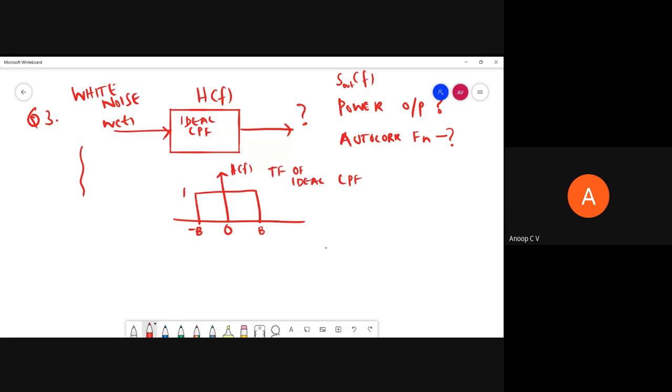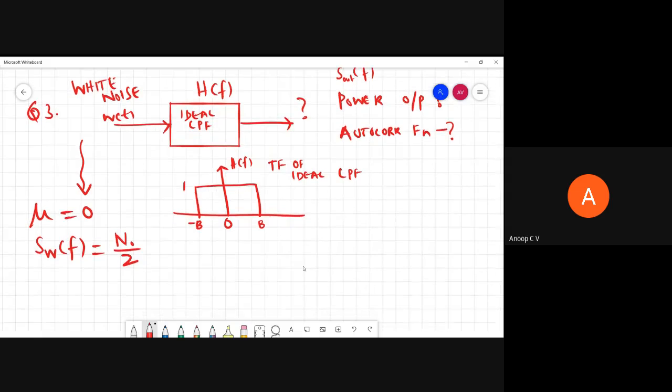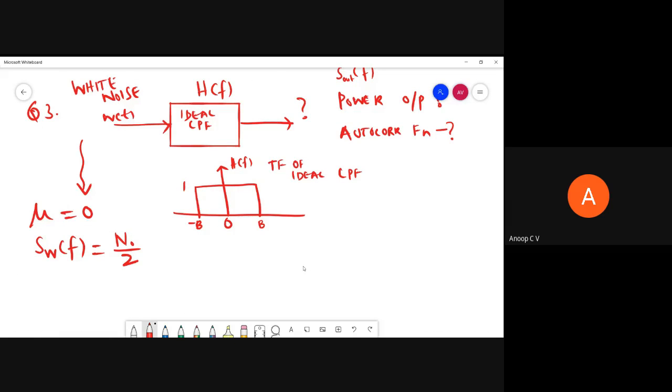So when you say white noise, what are the things we know about white noise? We know the mean mu will be equal to 0, and the power spectral density S_W of f is equal to N0 by 2. Other than this, we don't know anything. So these are the two things we know. This power spectral density is power per unit bandwidth. So the power spectral density gives you the power per unit bandwidth, and it is like this.